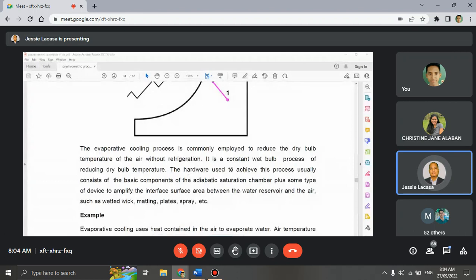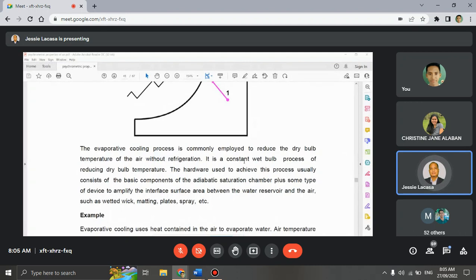The hardware used to achieve this process usually consists of the basic components of the adiabatic saturation chamber plus some type of device to amplify the interface surface area between the water reservoir and the air, such as wetted wick, matting, plates, spray, etc.